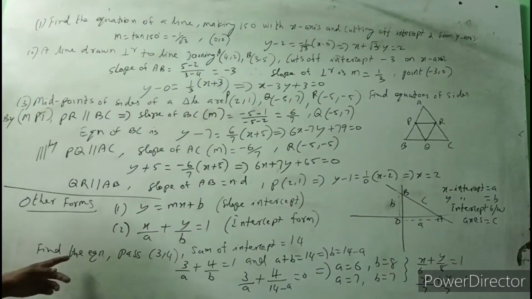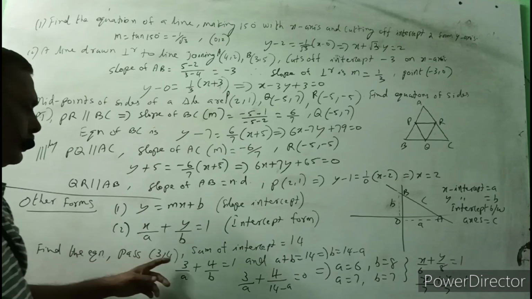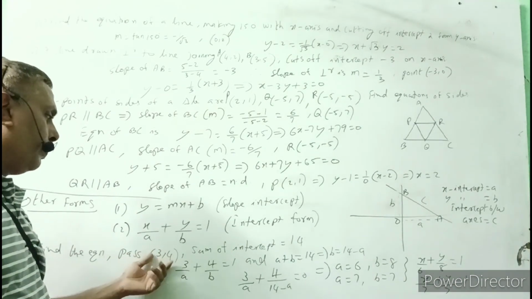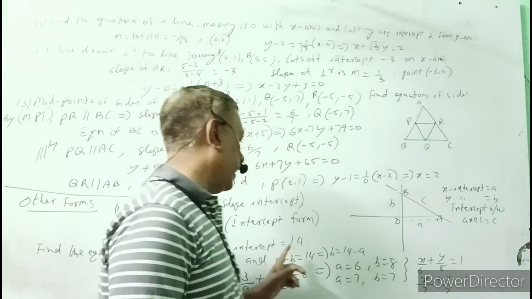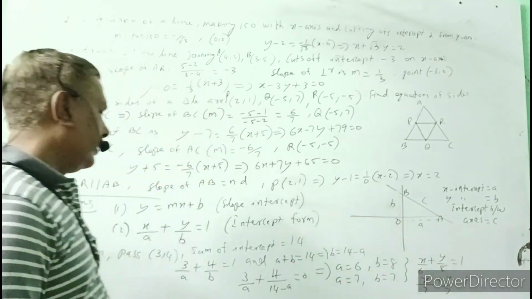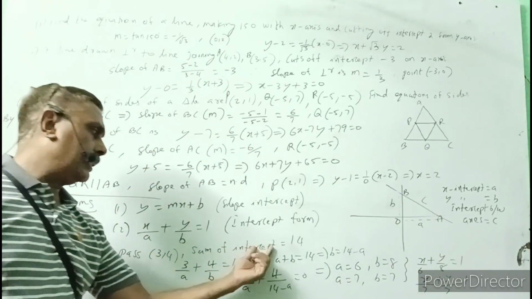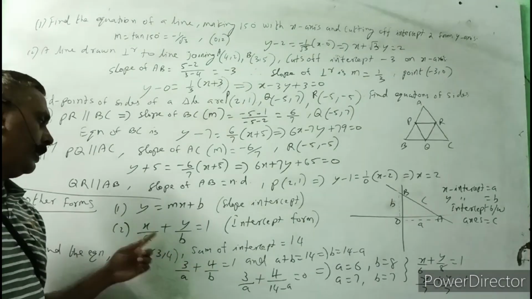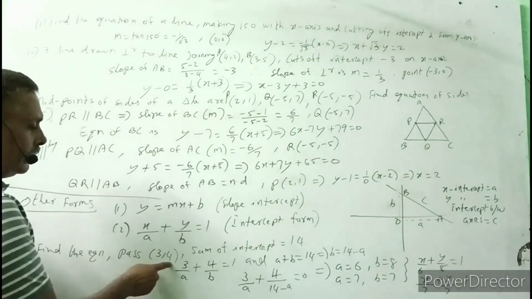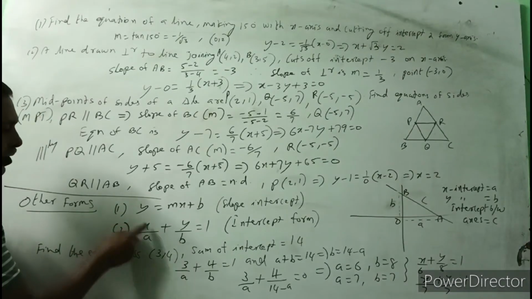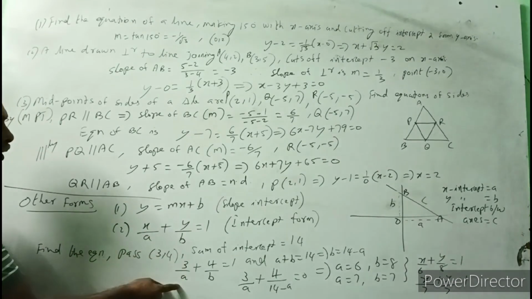So one question is written here. Find the equation of a line passing through (3, 4), which means one point is given. The sum of the intercepts, that means a plus b, is given as 14. Since the intercepts are involved, the intercept form is x by a plus y by b is equal to 1, in which (3, 4) is a point. So use x as 3 and y as 4, and you will get an equation.